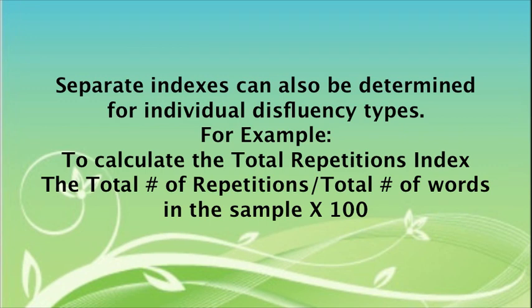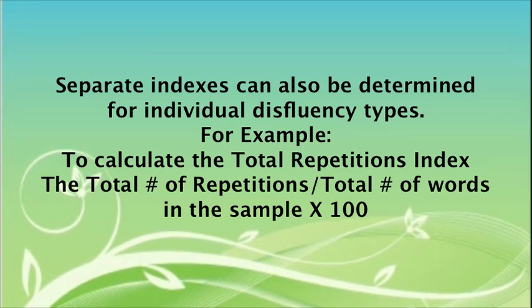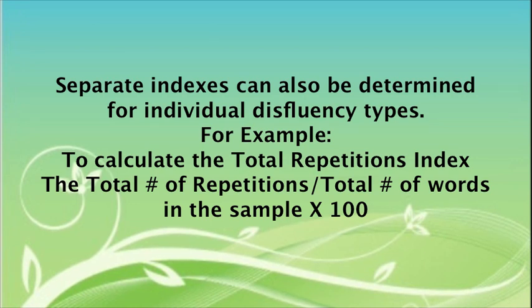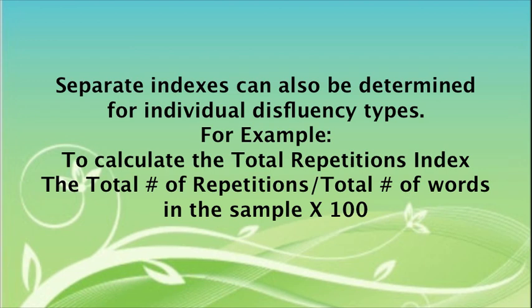Separate indexes can also be determined for individual disfluency types. For example, to calculate the total repetitions index, the total number of repetitions is divided by the total number of words in the sample and then multiplied by 100 to get the percentage of total repetitions index.